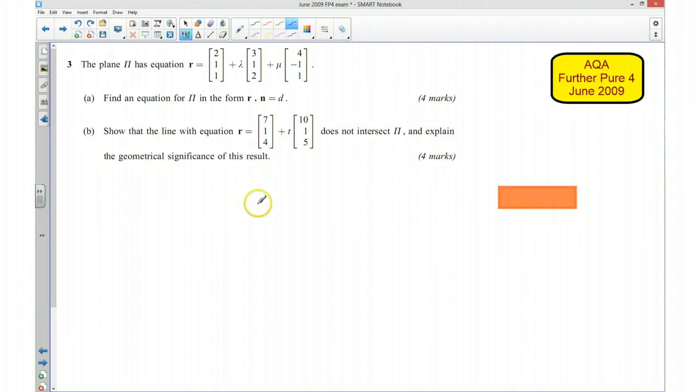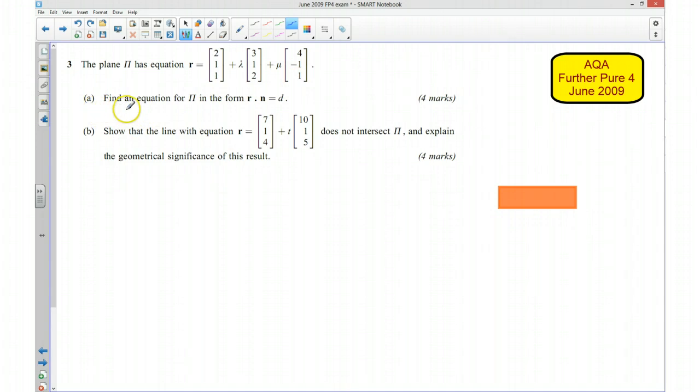Hi, this is question 3 from the AQA Further Pure for June 2009 exam paper. In this question we are told that a plane has the equation this here, and this is in parametric form at the moment.